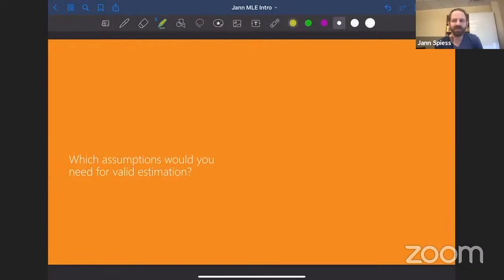So what would we actually require if we wanted to bridge that gap? Which kinds of assumptions would we need for valid estimation, for consistency of, for example, lasso? Not talking about any technical conditions here, but just qualitatively, what do you think we would have to assume about the data in order to be able to obtain that?